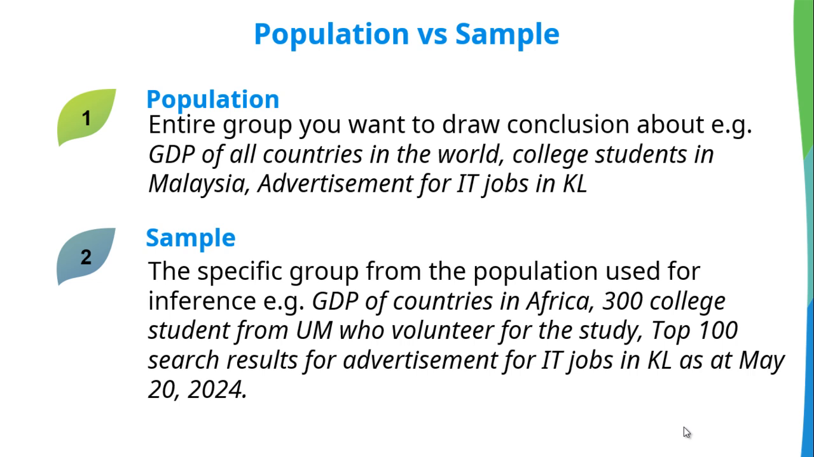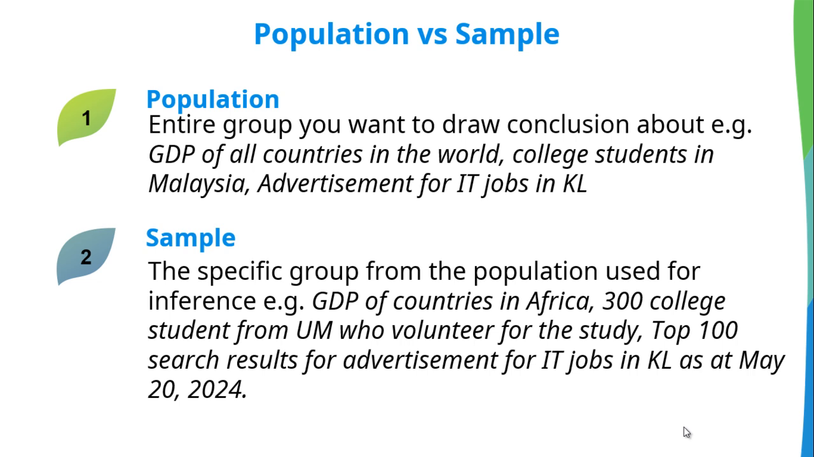All right. So now under sample, which is the specific group from the population used for inference, you can say the GDP of countries in Africa, which may be meaningful. You can take a population from that. Or let's say we want the population of college students in Malaysia, for example. That might not be possible because you cannot get all the college students in Malaysia. But you can take a sample, as you can say 300 college students from a particular university who volunteer for the study. That might be a sample.